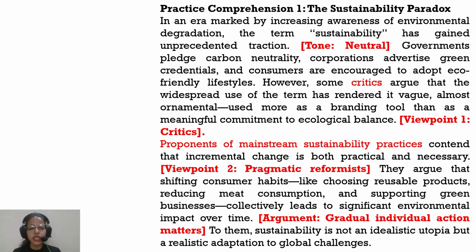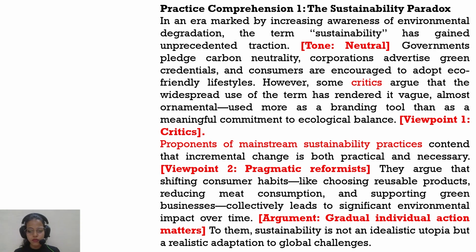These are the proponents of mainstream sustainability practice, so they can be called the pragmatic reformers. Pragmatics are the ones who are practical. So these are the proponents of what mostly the sustainability practices are going on these days. What do they argue? They argue that shifting consumer habits like choosing reusable products, reducing meat consumption, and supporting green business collectively leads to a significant environmental impact over time.